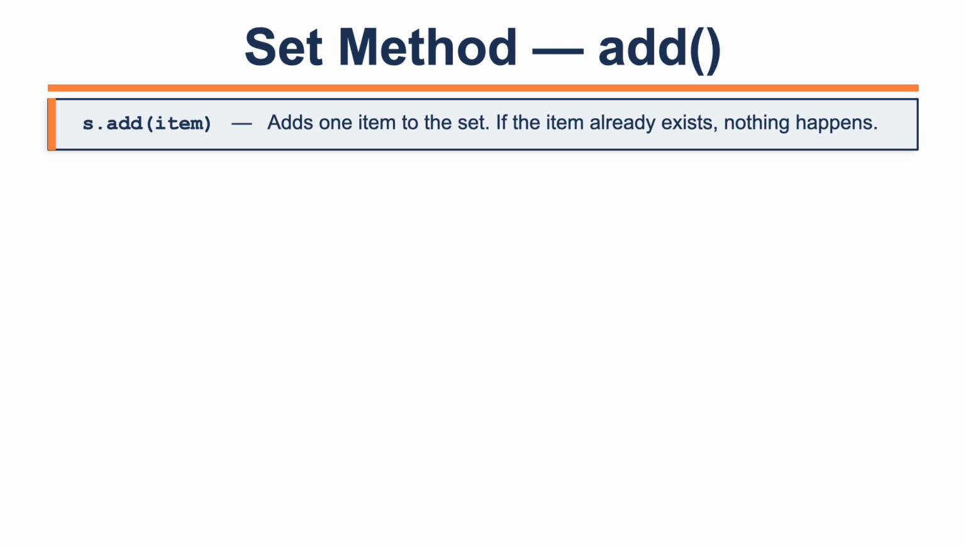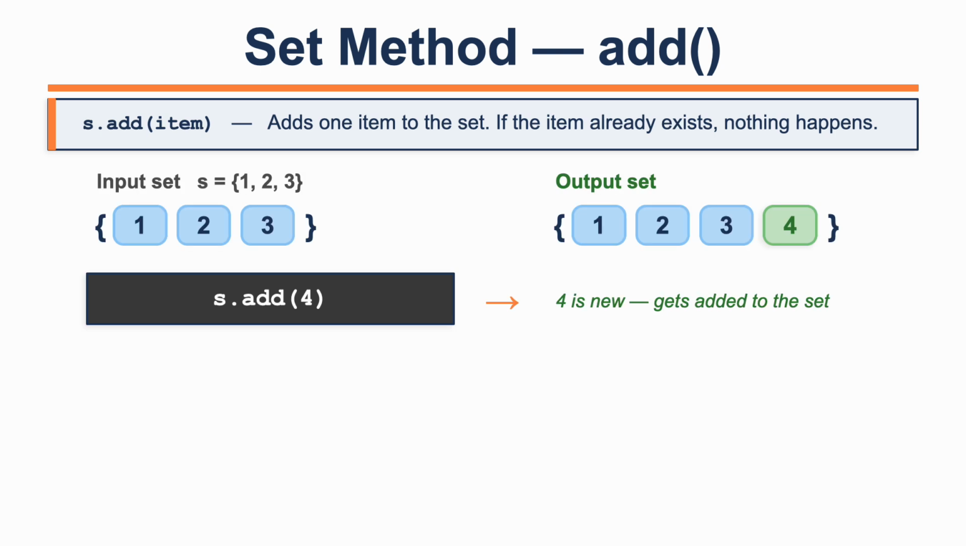Now let's look at the methods that let you change what's inside a set. There are 4 main methods, and we'll go through each one individually. We start with add. Add is how you put a new item into a set. You call add and pass one item inside the parentheses. Start with a set containing 1, 2, and 3. When you call s.add(4), Python checks whether 4 is already in the set. It is not. So 4 gets added. The output set now has 1, 2, 3, and 4.